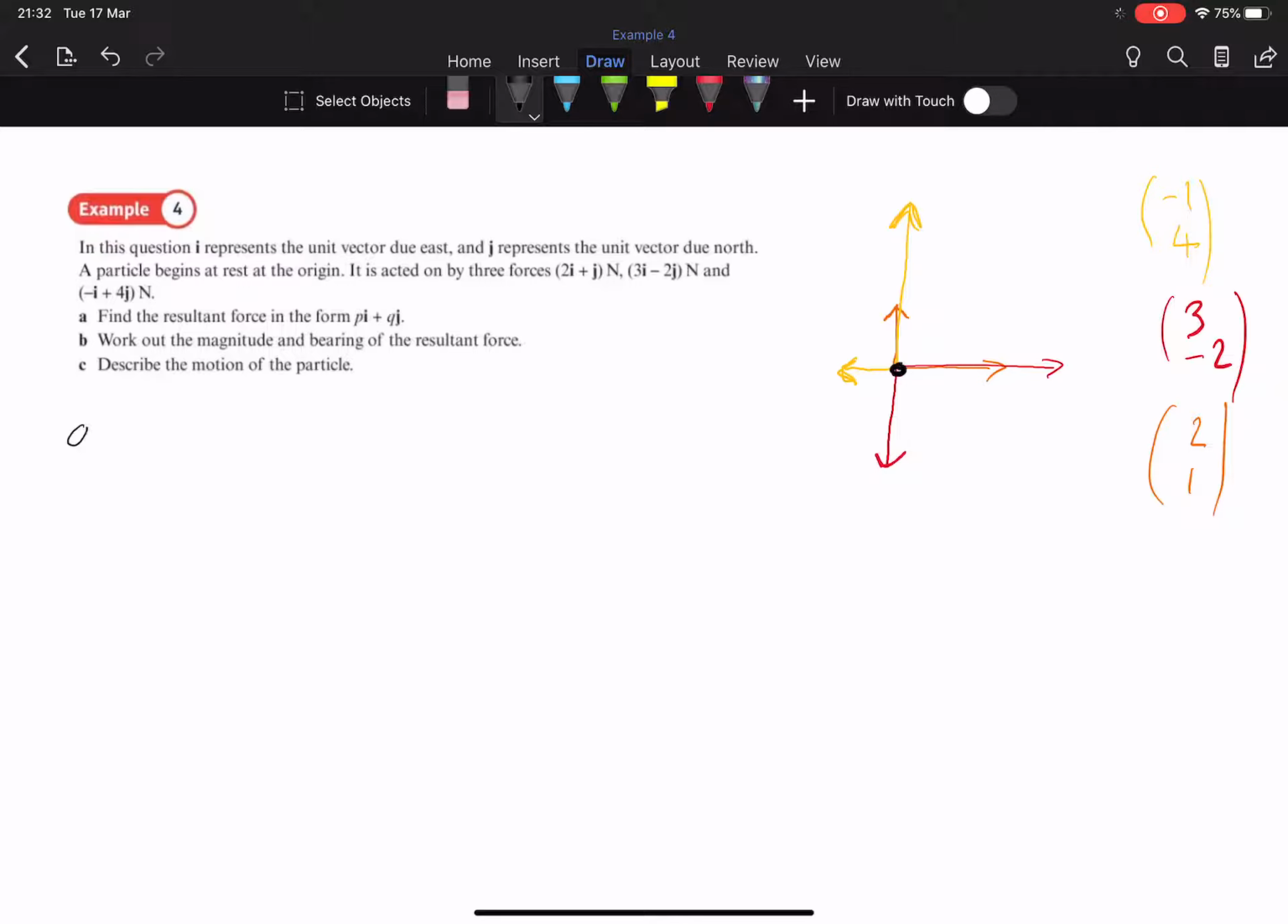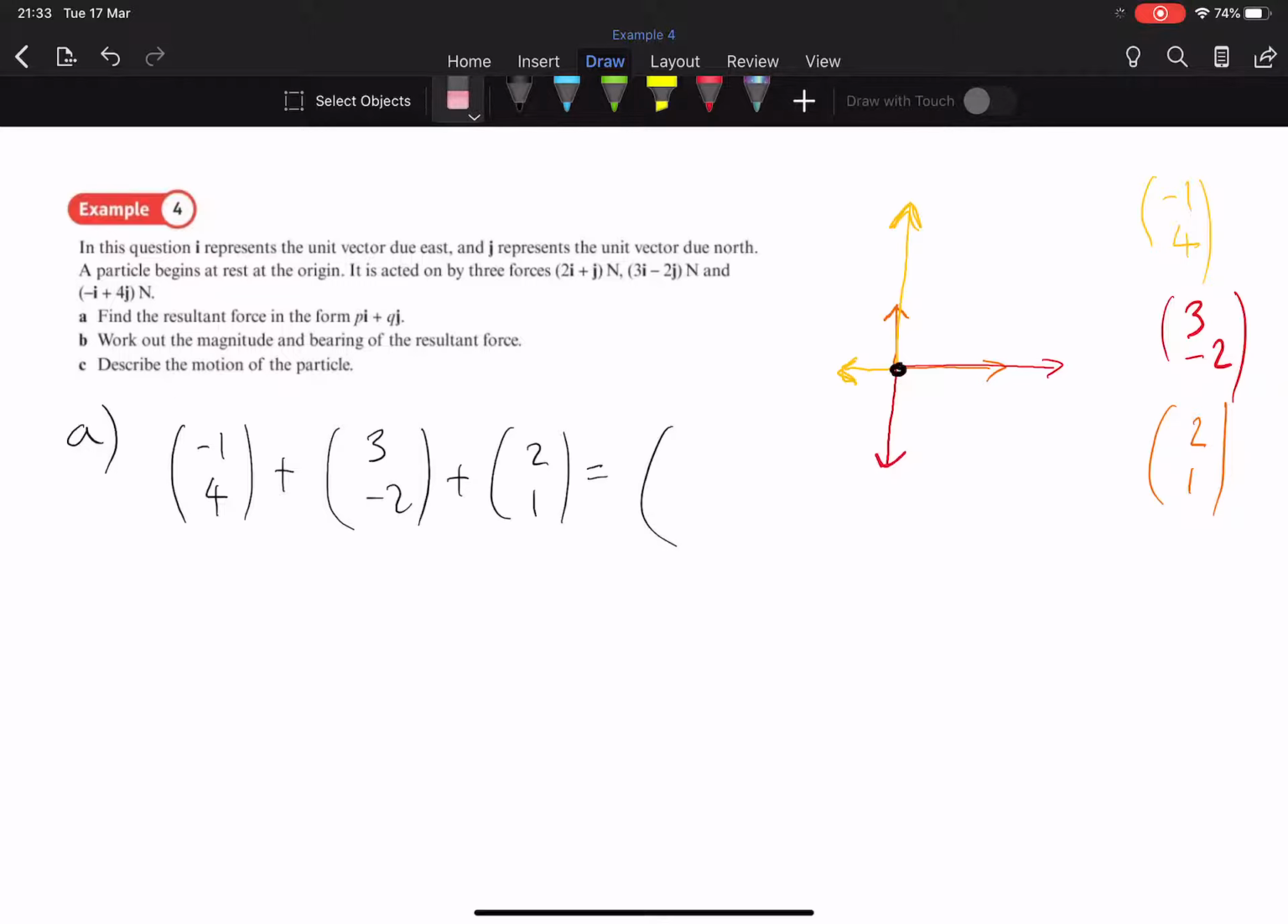And in part A, we're asked to find out what the resultant force is on this particle. So that word resultant force means what do you get if you add together all of the forces that are acting on the particle? So let's do that in vector form. So we've got (-1, 4) plus (3, -2) plus (2, 1). And if we add them together, we're going to have 4.